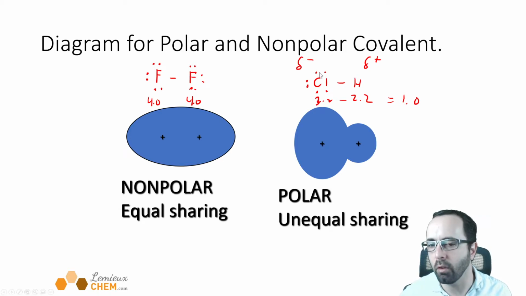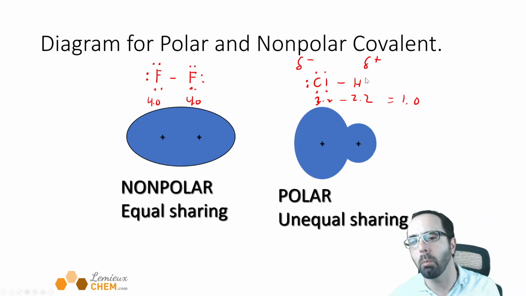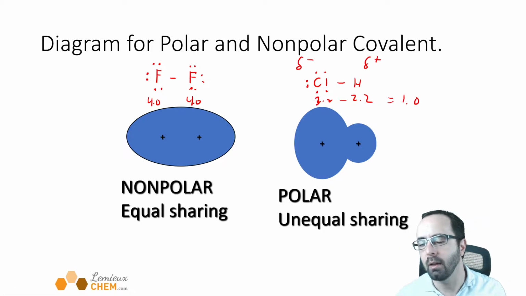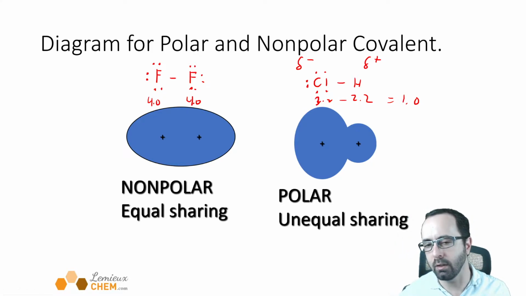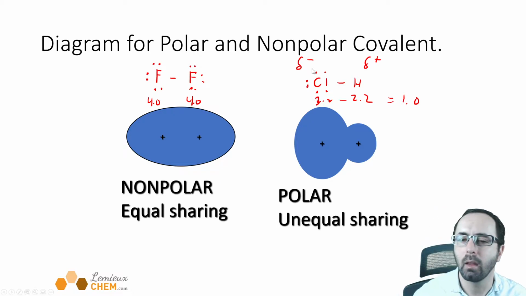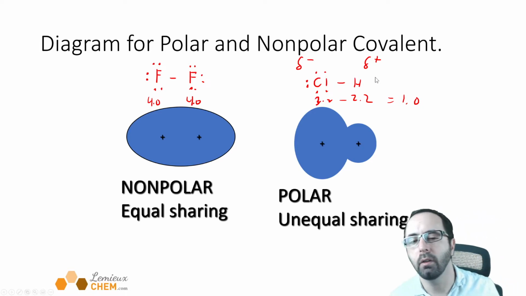The chlorine doesn't have one full negative charge, nor does the hydrogen have one full positive charge. These aren't ions when they're in the molecule. In water, if it were HCl, it could break apart, but that's a different situation. Here we have a partial negative charge on the chlorine and a partial positive charge on the hydrogen.